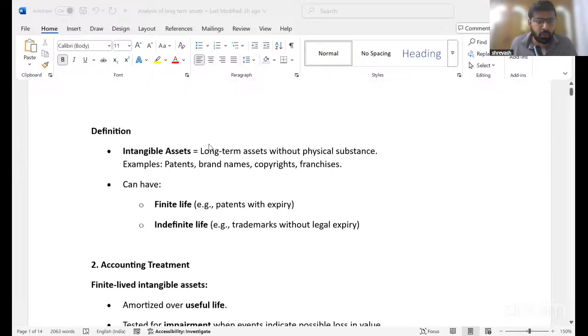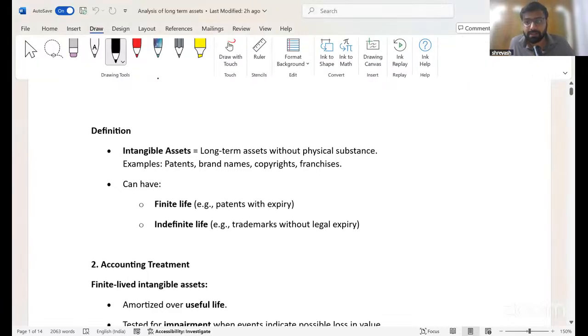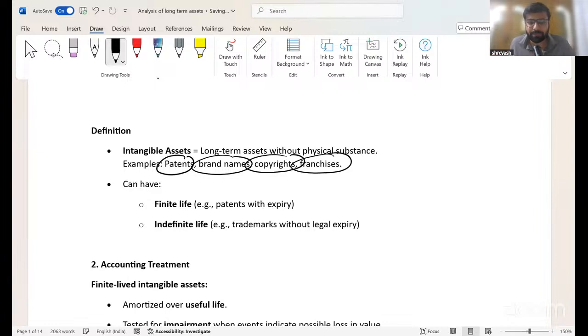We do understand what an intangible asset is: something that doesn't have a physical substance, right? It cannot be touched. Examples: patent, the brand name that you have, the copyright that you have, franchisees. All of this is intangible asset. Now, an intangible asset can have either a finite life or an infinite life.